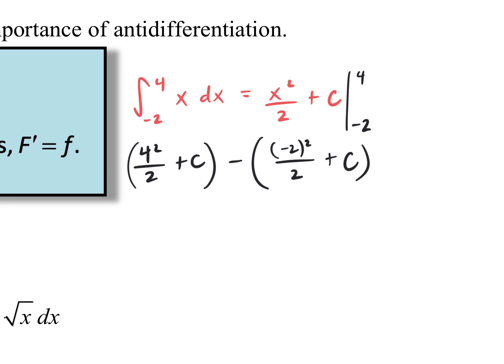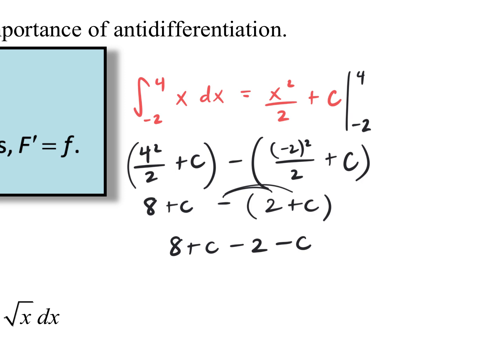Now if I evaluate this, 4 squared, 16, divided by 2 is 8. Minus, let's see, what is that? 2 plus c. But these parentheses mean I've got to distribute that negative, right? So technically I've got 8 plus c minus 2 minus c. Do we see where those c's go? Okay, so I get 6. If you plug this into the calculator, you remember how to plug in the integrals on your calculator, you'll get 6 as an answer.